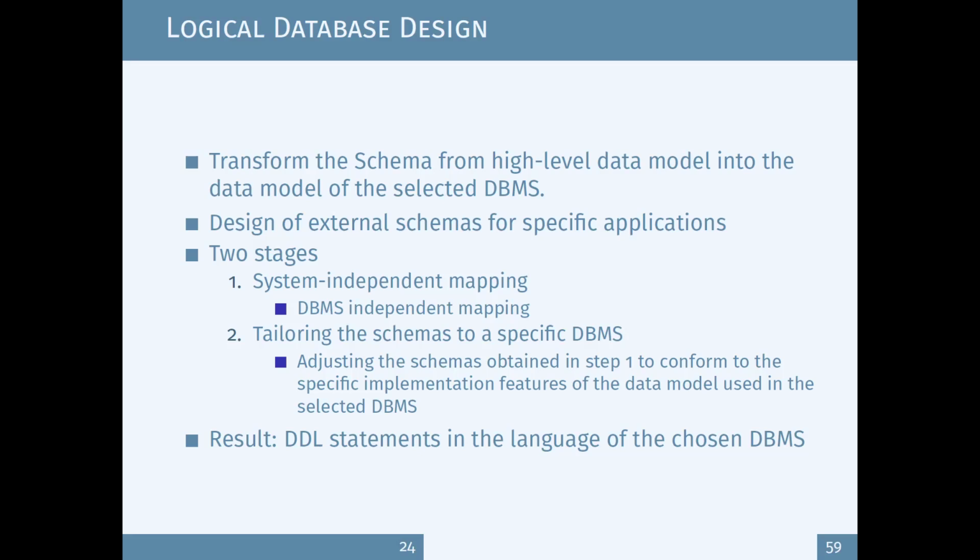Okay, there are two stages. One is system independent mapping, so the database management system independent mapping is there. And then you tailor the schemas to specific DBMSs. So you have to adjust schemas to conform to the specific implementation of the selected data model and the selected database management system. Ideally, for example in a relational database, you will have a set of SQL statements which you can use for this.